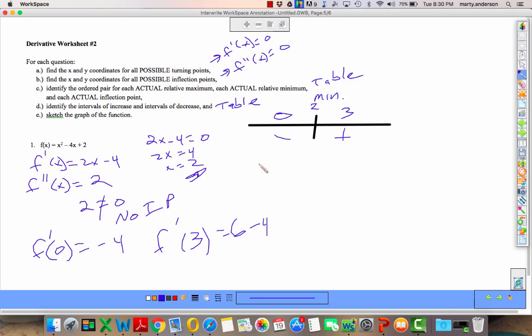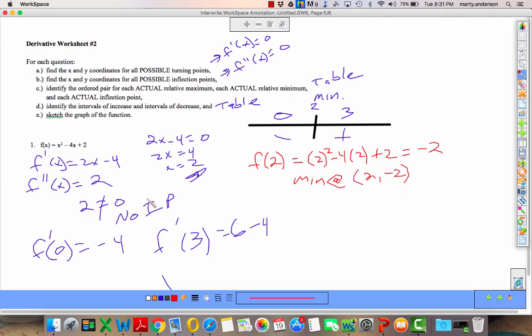I need to find that minimum. Always go back to the original function. If you're looking for a value on the original graph, f of 2 is 2 squared minus 4 times 2 plus 2. Lots of 2's. 4 minus 8 plus 2 must be, wait for it, negative 2. So I'm going to have a minimum at 2, negative 2. No inflection point. We said that before. So I've covered A and B and C.